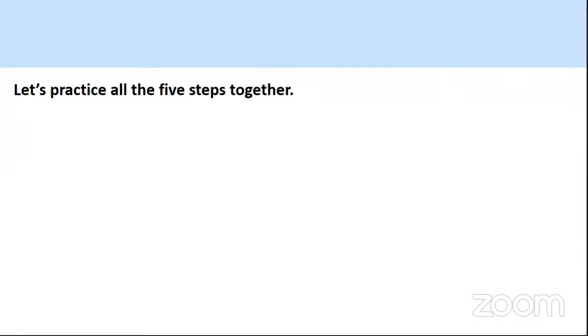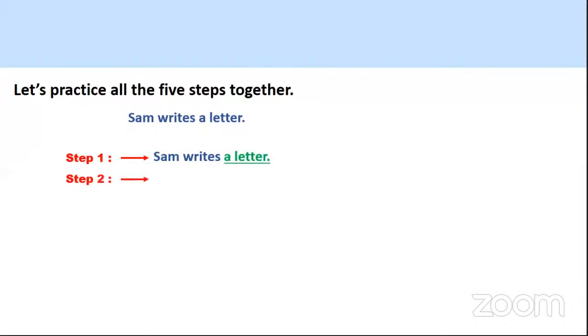Now we are going to practice all the 5 steps together. Let's see. I'm going to take one sentence here. Sam writes a letter. Then what is the first step? You have to identify the object. Object is a letter. Then what is the second step? You have to move it to the subject position. Now you can see the second step.